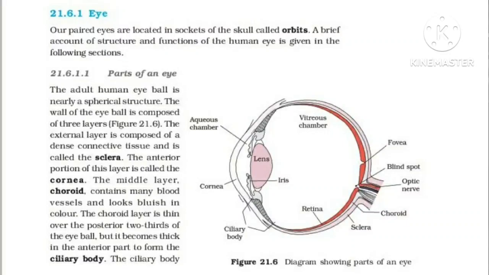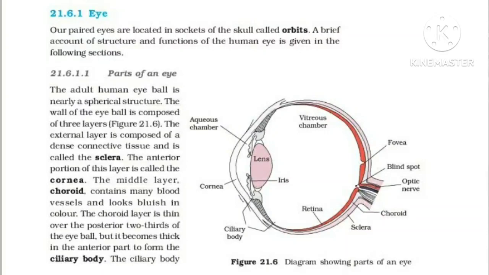21.6.1 Eye. Our paired eyes are located in the sockets of the skull called orbits. A brief account of the structure and functions of the human eye is given in the following section. 21.6.1.1 Parts of an eye. The adult human eyeball is nearly a spherical structure. The wall of the eyeball is composed of three layers.